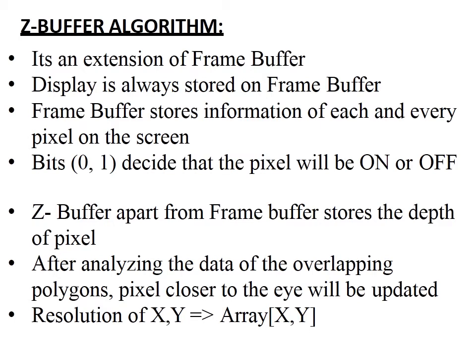Bits 0 and 1 decide whether the pixel will be on or off. If it is having value 0, then it is off. If it is having value 1, it is on. Z buffer, apart from frame buffer, stores the depth of pixels. After analyzing the data of the overlapping polygons, the pixel closer to the eye will be updated.